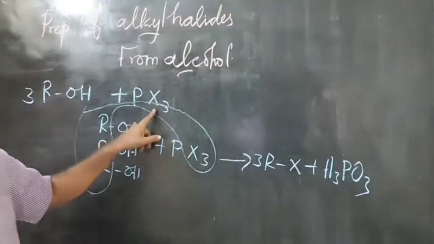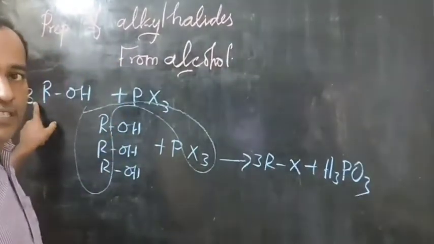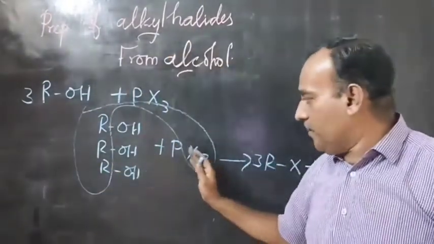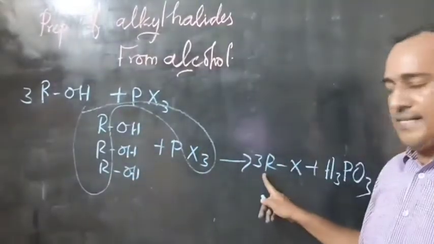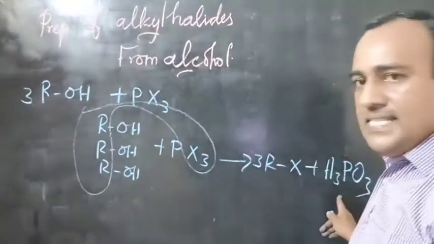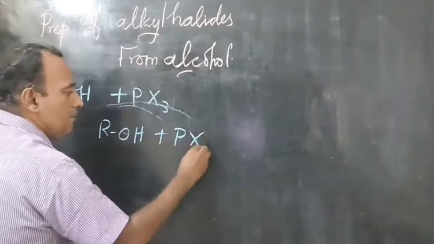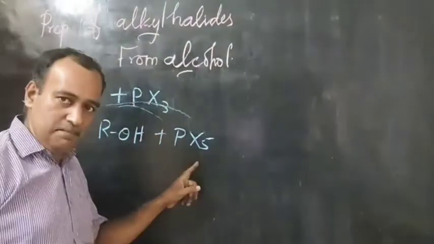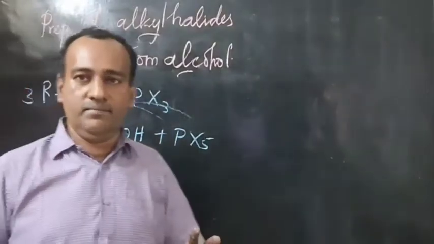So when alcohol is treated with phosphorus trihalide, the very important thing is that 3 molecules of alcohol are reacting. This 3R will take 3X and become 3RX. The remaining things combine together to form phosphorus acid. When alcohol is treated with phosphorus pentahalide, it is very important that only one molecule of alcohol is reacting.